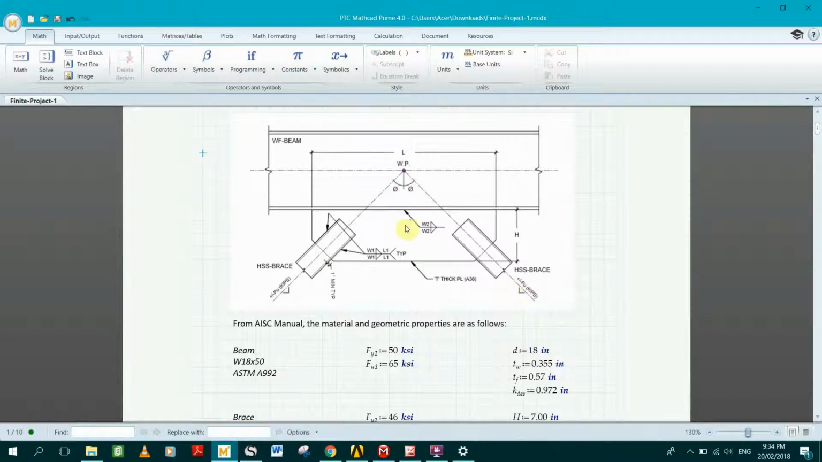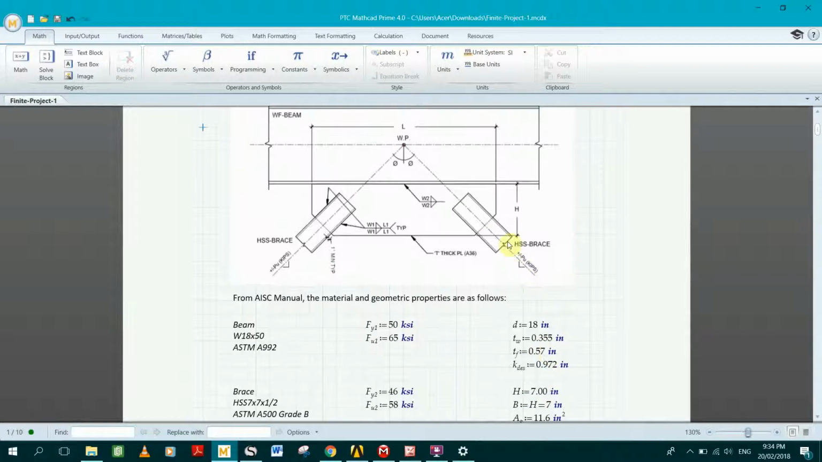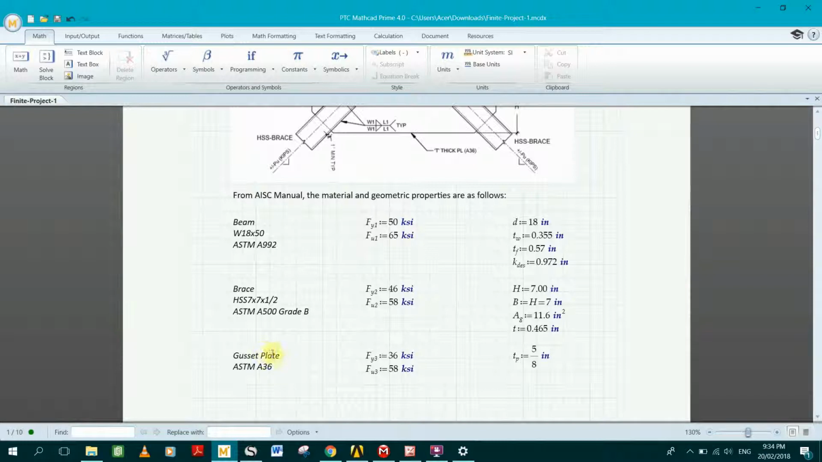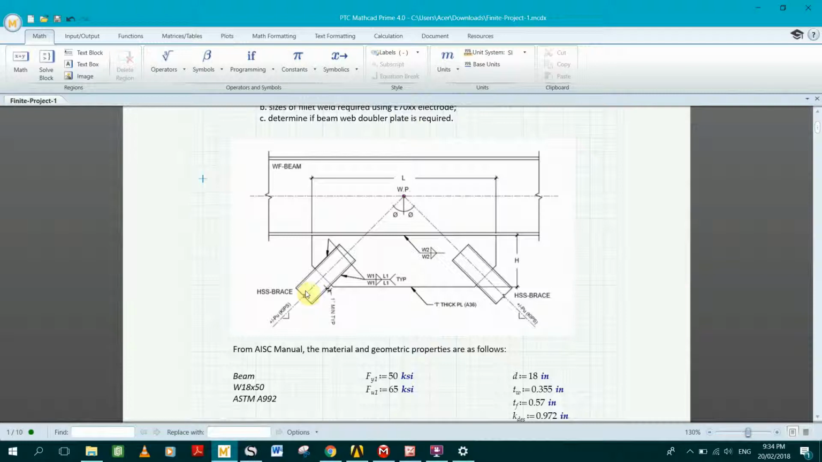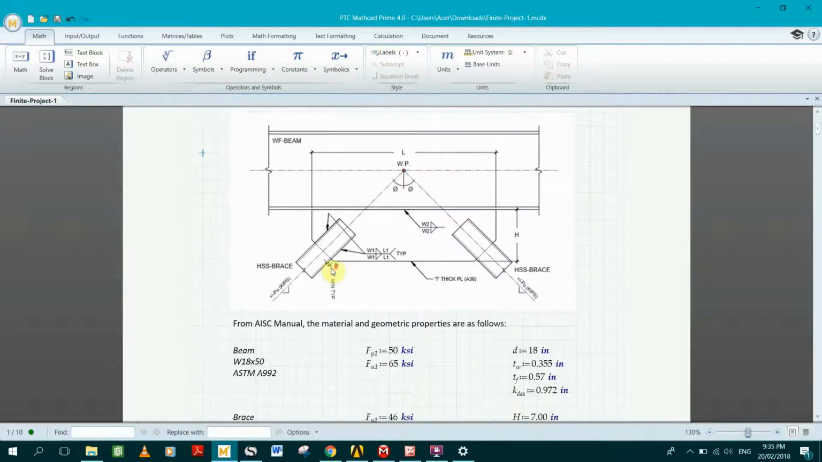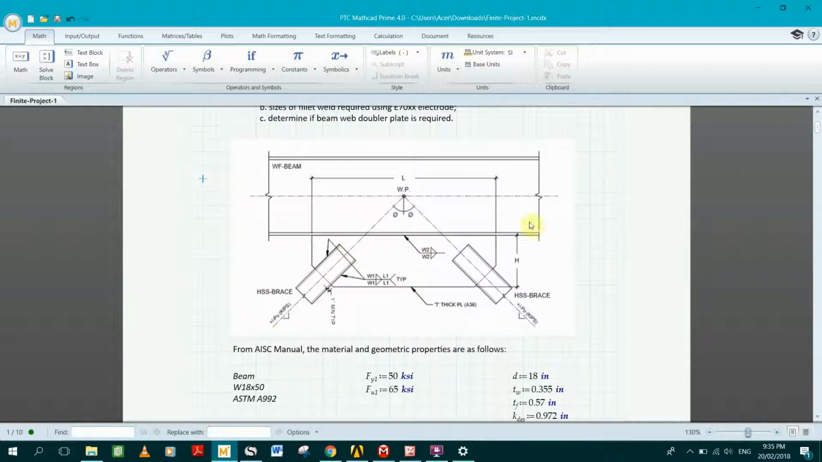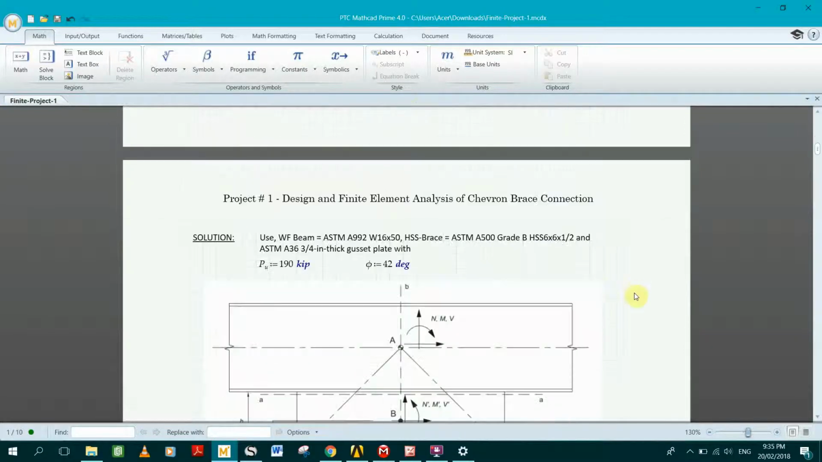The braces are connected to the beam via a gusset plate with an unidentified length and depth with an assumed thickness of 5/8 inches, and the HSS brace has HSS 7x7x1/2 vertical braces. The braces are also under 180 kips of tension. One brace is in tension, one brace is in compression, while the angle between the y-axis or the vertical at the working point and the axis of the brace is equal to 42 degrees.